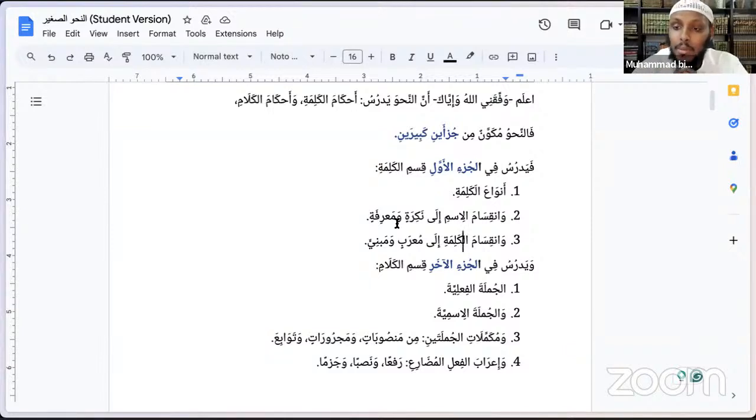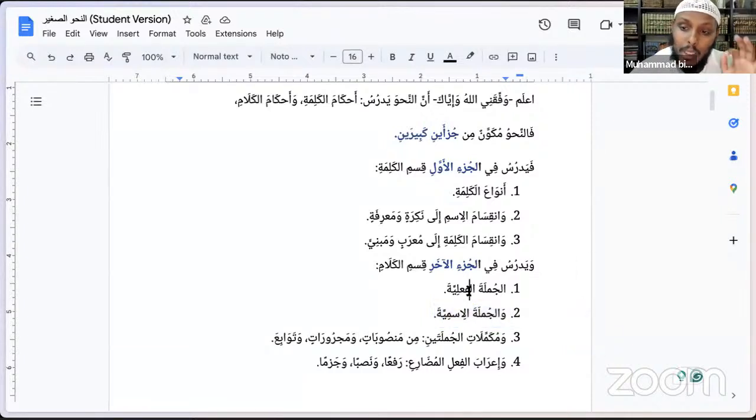This is what we study in ahkam al-kalam. In other words, how do you structure sentences? Do we just take words like that and just slap them together and make word soup? No. You have to follow certain rules. So, based on that, we have two types of sentences in Arabic. Al-jumlatul fi'liya, a sentence that starts with a verb, and al-jumlatul ismiya, a sentence that starts with an ism.